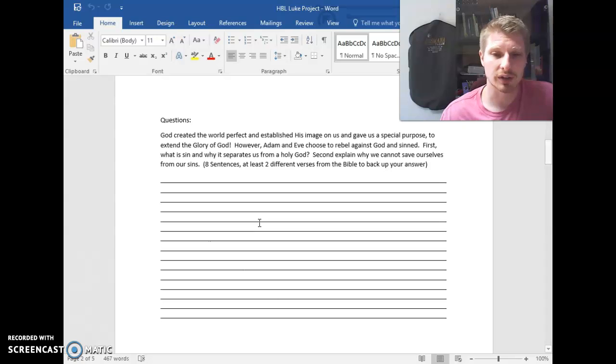Or 2 different verses from the Bible. So God created the world perfectly, established His image on us, and gave us a special purpose to extend the glory of God. However, Adam and Eve chose to rebel against God and sin. First, what is sin, and why does it separate us from a holy God?